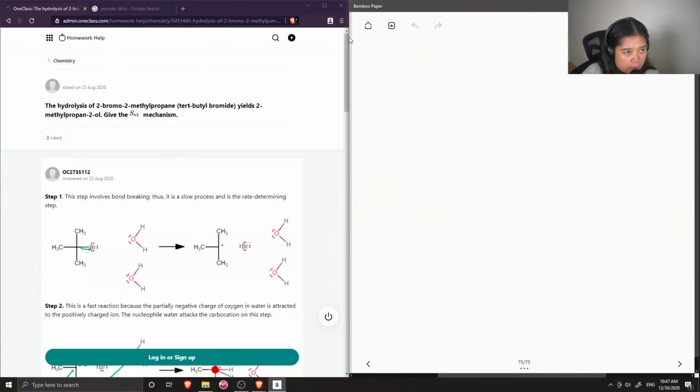Okay, so now question 10. The hydrolysis of 2-bromo-2-methylpropane yields 2-methylpropan-2-ol. Give the SN1 mechanism. Okay, so first let's write the structure of 2-bromo-2-methylpropane.